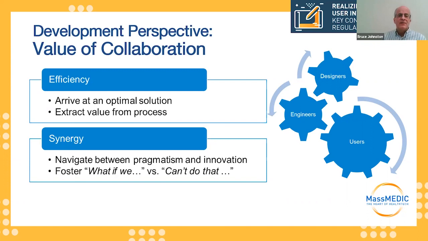And it's important there to remember that optimal doesn't mean the best solution for one stakeholder, right? Optimization is the process of maximizing the value across a lot of different variables. So it's really a process of extracting the value from that process to really arrive at that optimal solution. And the thing that really drives that is that synergy you get from that collaboration. Different perspectives really bring together more than just the individuals.